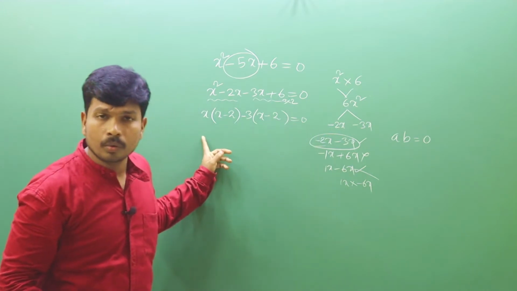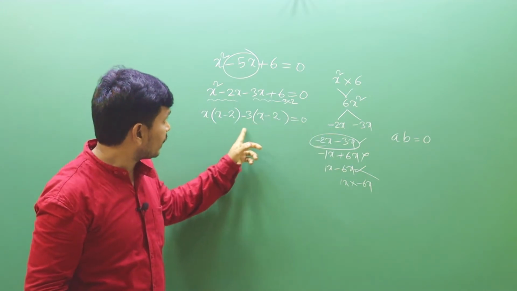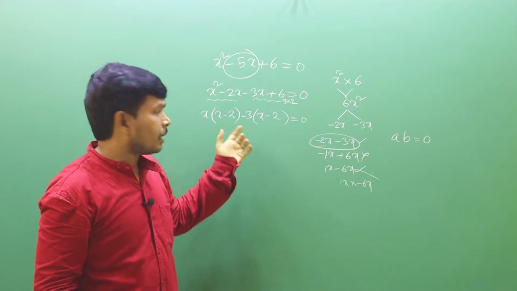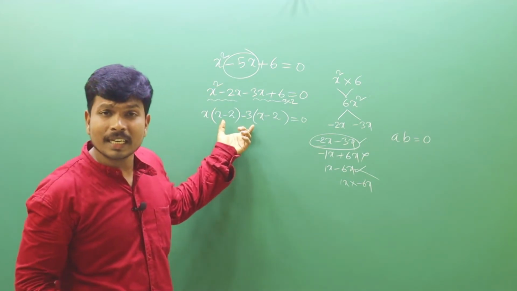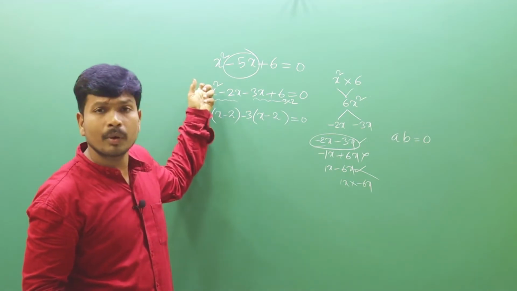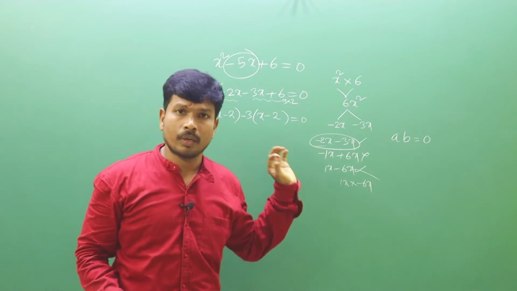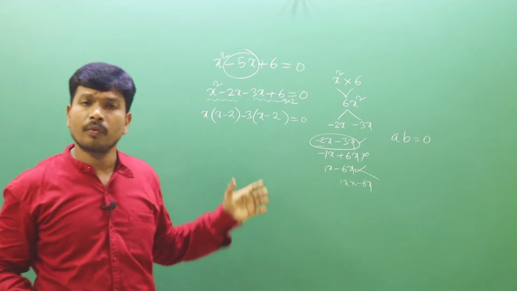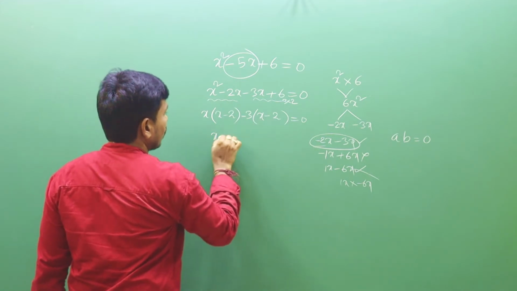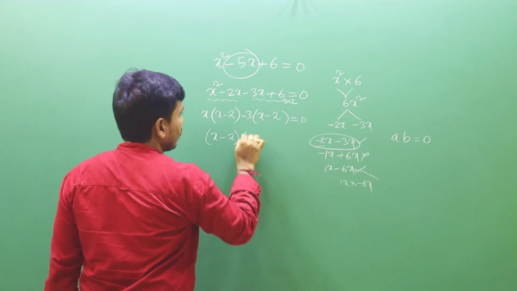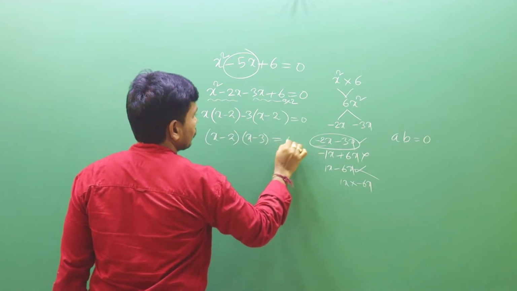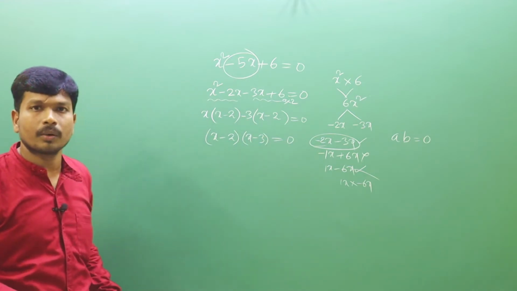Whatever you do, when we are simplifying it, we must get the above step again. How do you decide whether a step is right or wrong? Just simplify it. You must get the above term. If you didn't get it, then the common factor you took is wrong. Now you take x minus 2 as common, and here it is still x, here minus 3. x minus 2 into x minus 3 equal to 0.